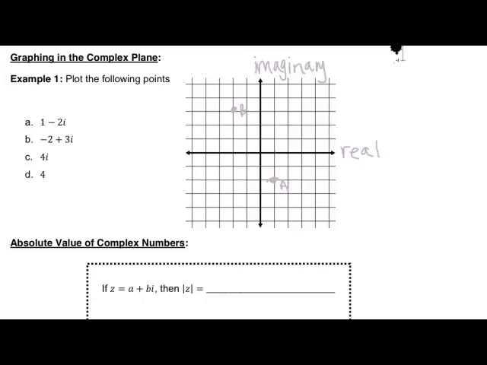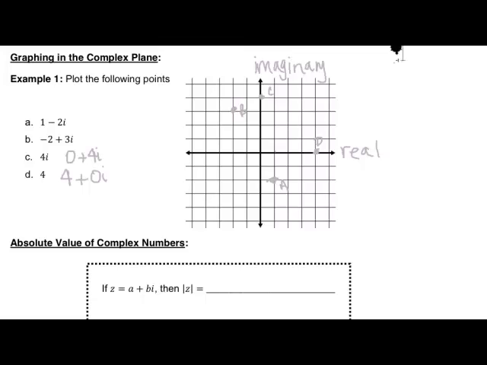For part C, we have 4i. Now notice we don't have a real part, so this would be the same as saying 0 plus 4i. So we're not going to go left and right because we don't have any real part. We're just going to go up 4 on our imaginary axis. So this is C. And then lastly, part D, notice we just have the real number 4. So this is like saying 4 plus 0i. So in this case, we're going to go to the right 4. And we're not going to go up and down because we have no imaginary part. So this is D.